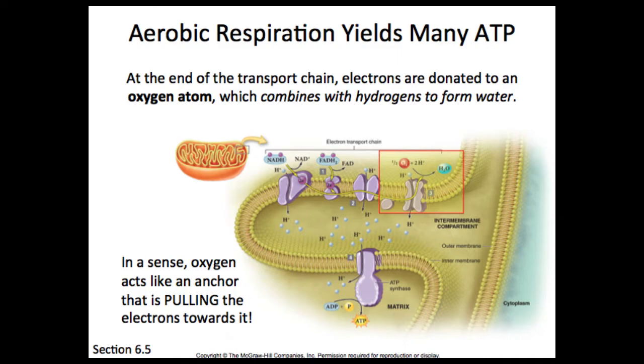At the end of our transport chain, electrons are donated to oxygen. Oxygen pulls those electrons towards it. In a sense, we can think of it as an anchor, pulling electrons down the chain. At the end of that chain, those electrons combine with hydrogens to ultimately form water. So we can use those electrons to build water, H2O. And that water is again a waste product that can be used by another metabolic reaction.